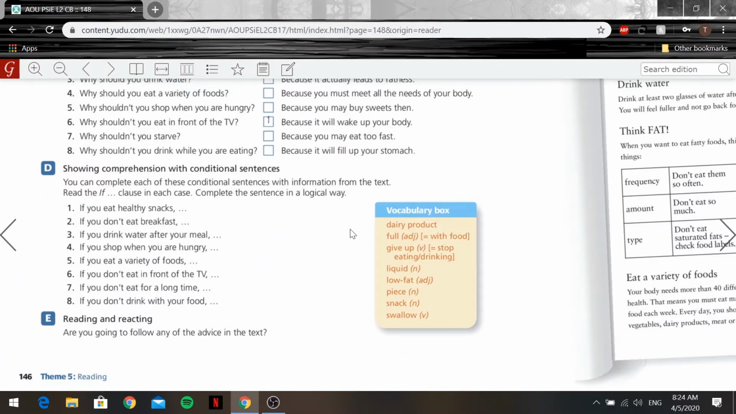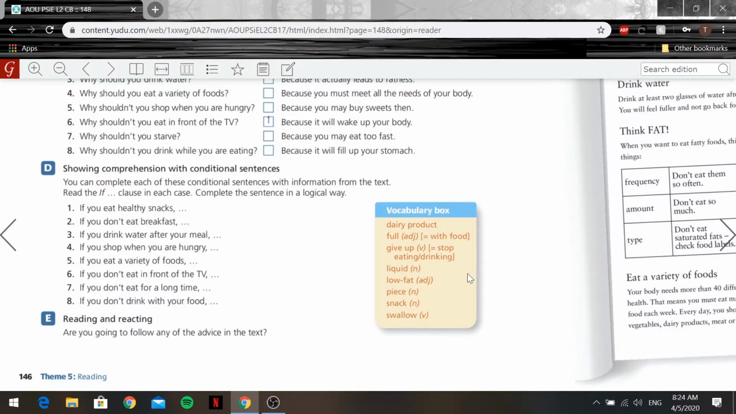Okay? Five, if you eat a variety of foods, I think we'll just say you will be more healthy. That makes sense. Yeah, it's pretty simple. Six, if you don't eat in front of the TV, we'll say you will enjoy your food more. Seven, if you don't eat for a long time, we'll say you may put on weight or your body will slow down and put on fat. Eight, if you don't drink with your food, we'll say you will chew for longer. Okay, I'll just keep it at that. So, pretty simple exercise. Now, let's go to the vocab box.